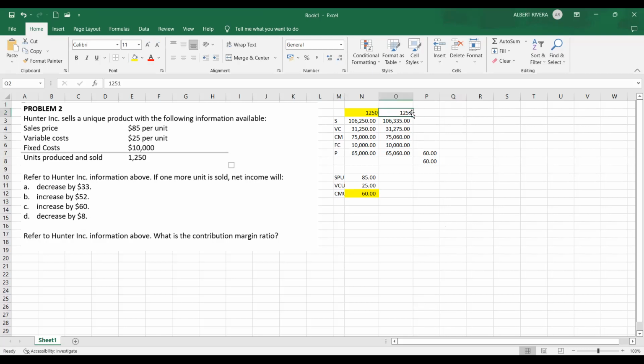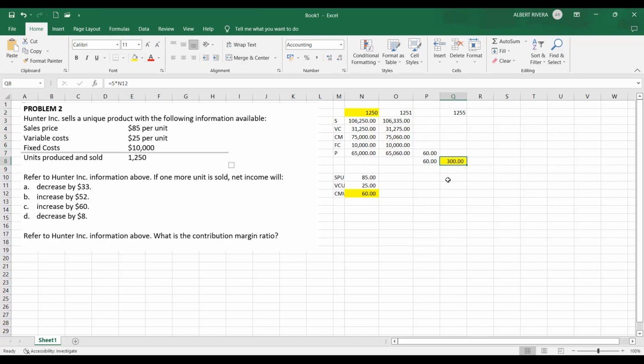If the movement is one unit times the CM per unit, the change in income is 60. That is 1 times 60 per unit. What if there would be an increase of 5? So that should be 1,255. What is now the change in net income? Chat box, please. So the change in net income should be 5 times the 60 per unit. So this is 5 units times 60. And the change will be 300.